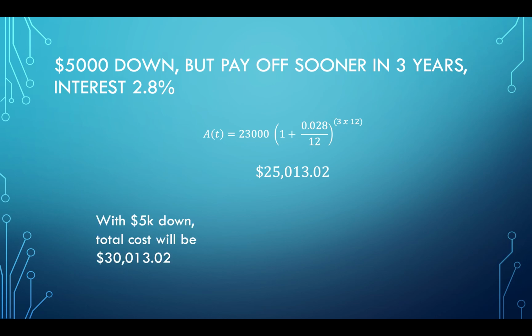We go ahead and do that, and our final amount of the loan after 3 years is $25,013.02. So with $5,000 down, your total cost will now be $30,013.02. And because we're talking 3 years, we'd have 36 monthly payments of $694.81. So basically what ended up happening is with a shorter loan time, your payments went up a lot more monthly, but your total loan amount becomes less because you're paying the bank back quicker for their money.